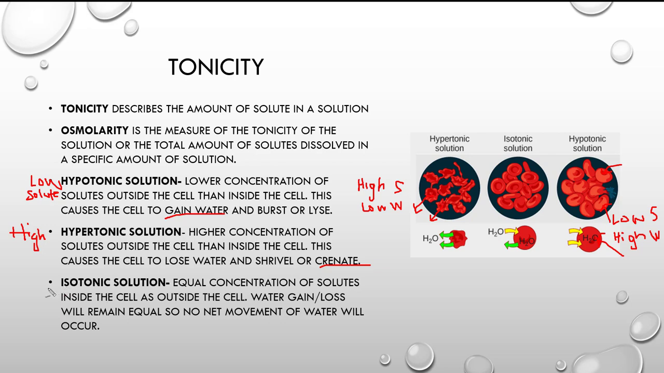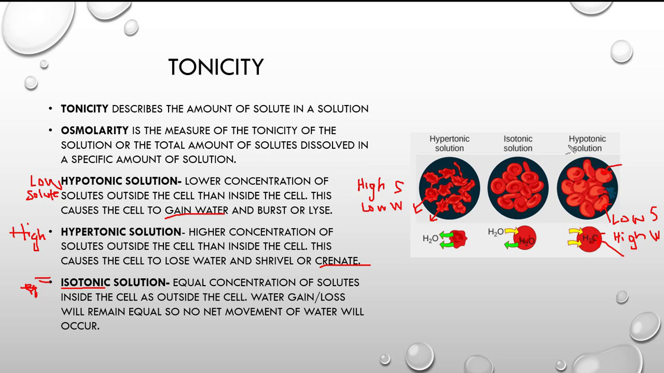Now, we want it to be isotonic. So an isotonic solution means equal. So think iso, equal. Equal means equal concentration of solutes inside as outside. So if we have equal concentration of solutes, that means we have equal amounts of water. So water will be moving inward as well as outward at an equal rate. Okay, so it's still moving. It's not just not moving at all. It's moving, but at an equal rate. And so this is where our cells want to be. They want to be in an isotonic solution, with equal amounts of water going in and out.